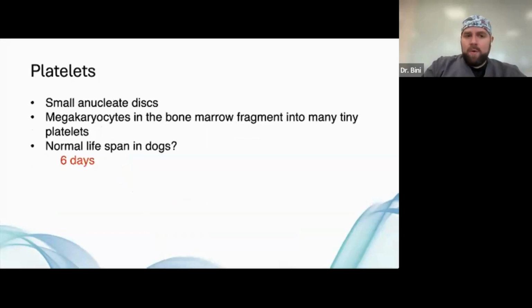Platelets are small enucleate discs, so it means that those are cells without a nucleus. The megakaryocytes in the bone marrow divide into many little tiny platelets. And this is important because we have some drugs that do permanently mess with platelets, right? Like aspirin and clopidogrel, we're going to talk about those in a few slides.